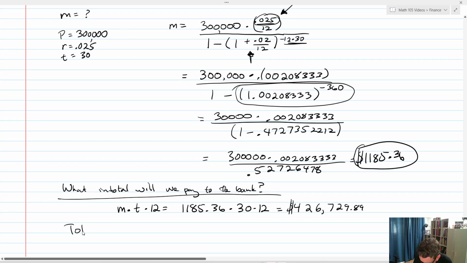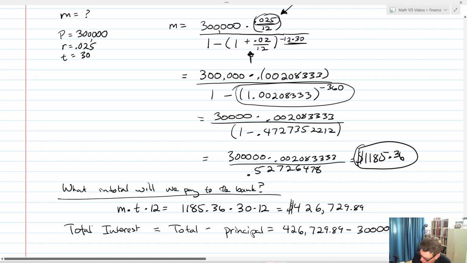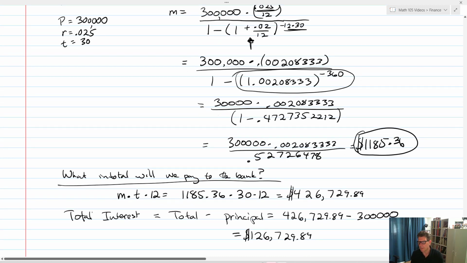And so my total interest, remember, is going to be equal to the total minus the principal. And so that's going to end up equaling, my principal was $300,000. So this is going to be $426,729.89 minus $300,000. And when I do that, I get $126,729.89. So that's how we end up calculating our monthly payments, and then utilizing those in order to not only find the total paid to the bank, but also figuring out the total interest.